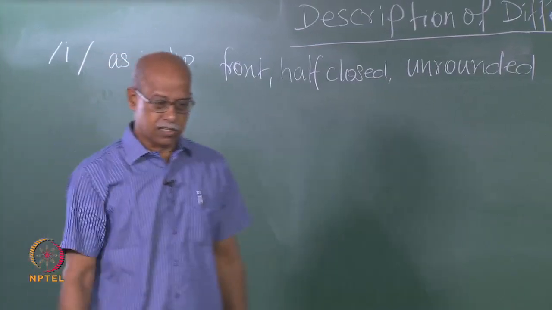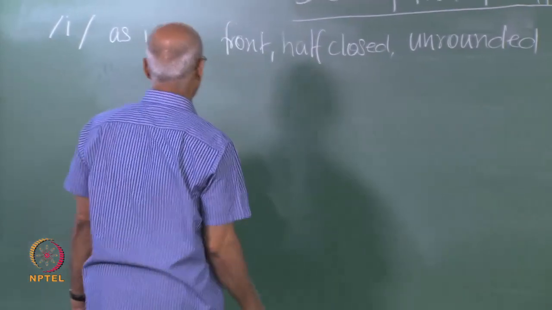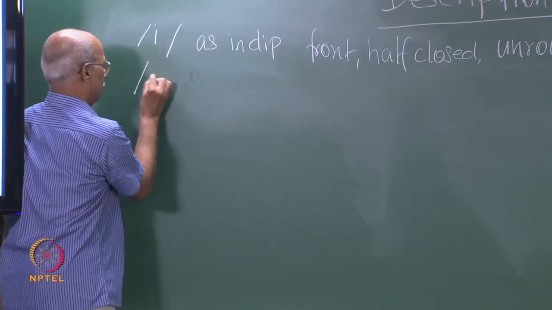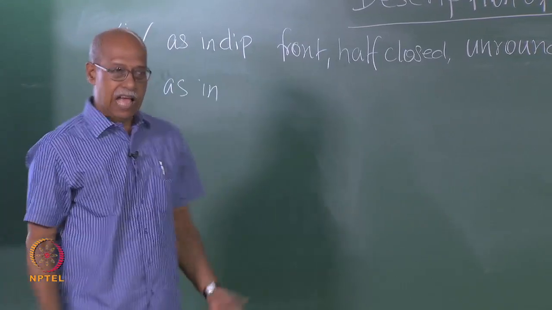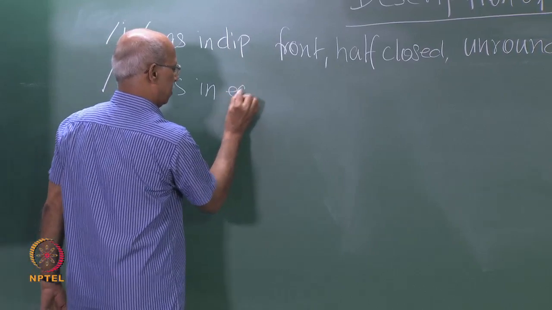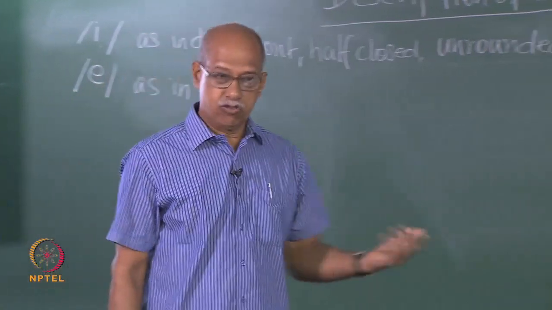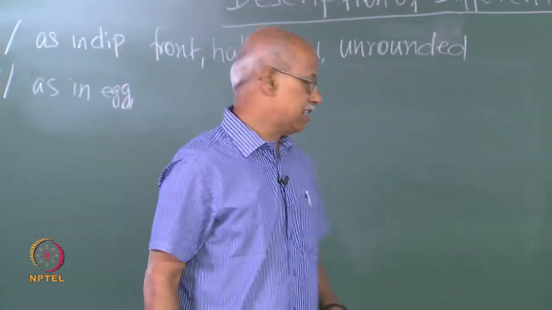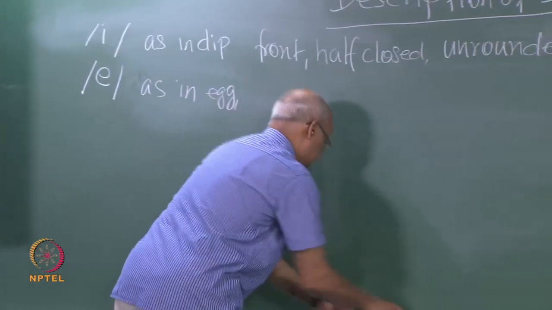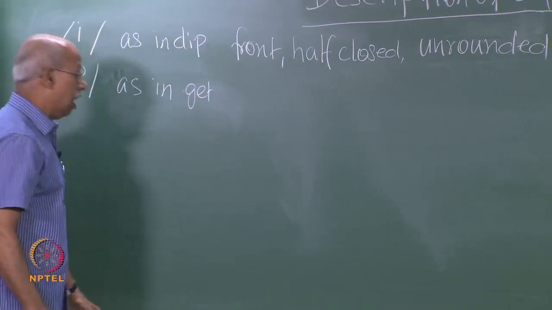Okay? Let us look at this sound. Let's look at this. How shall we describe it? As in apartment? As in egg, as in debt, as in pet, as in bet, as in get, G-E-T, get, but not G-A-T-E. In English word, G-E-T. Get. How shall we describe it?